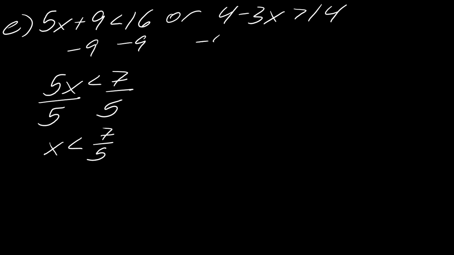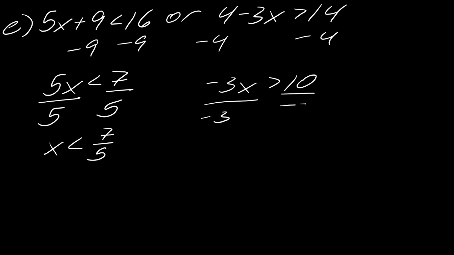Okay, now for the other one. So let's see, I'm going to subtract off the 4. So I've got negative 3x is greater than 10. Divide both sides by negative 3, and I get x is greater than, and since I divided by a negative, I have to flip the inequality. So this becomes x is less than negative 10 over 3.